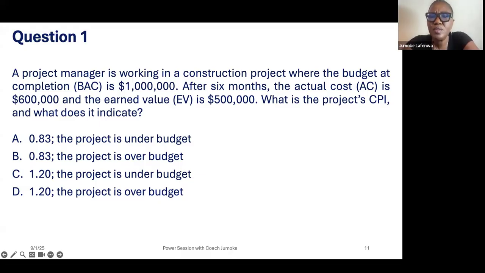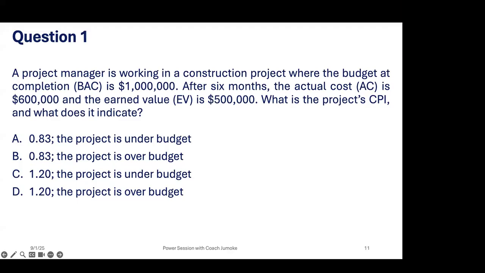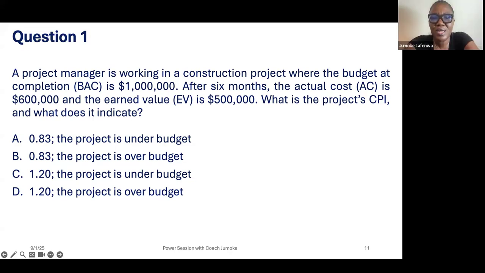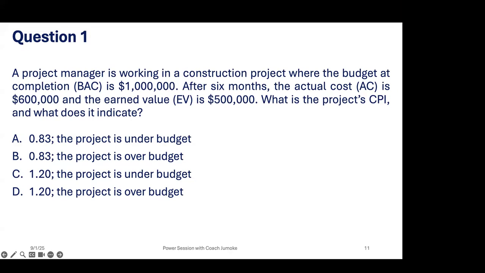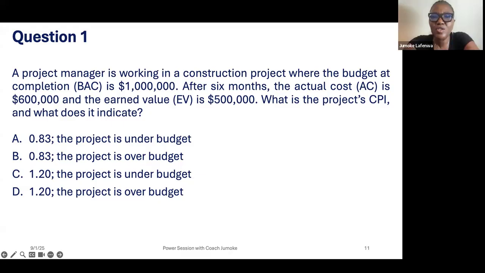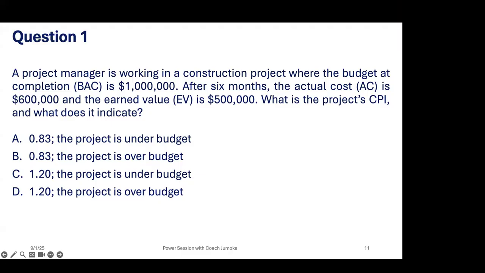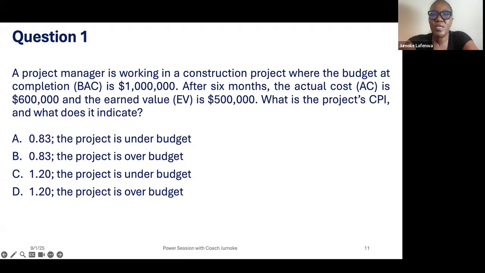Damilola, you have confused me. So this is it. The formula is EV. Our EV is 500,000, and the actual cost is 600,000. The earned value is what you have earned. That is the work that you have done, and it's based on budget.